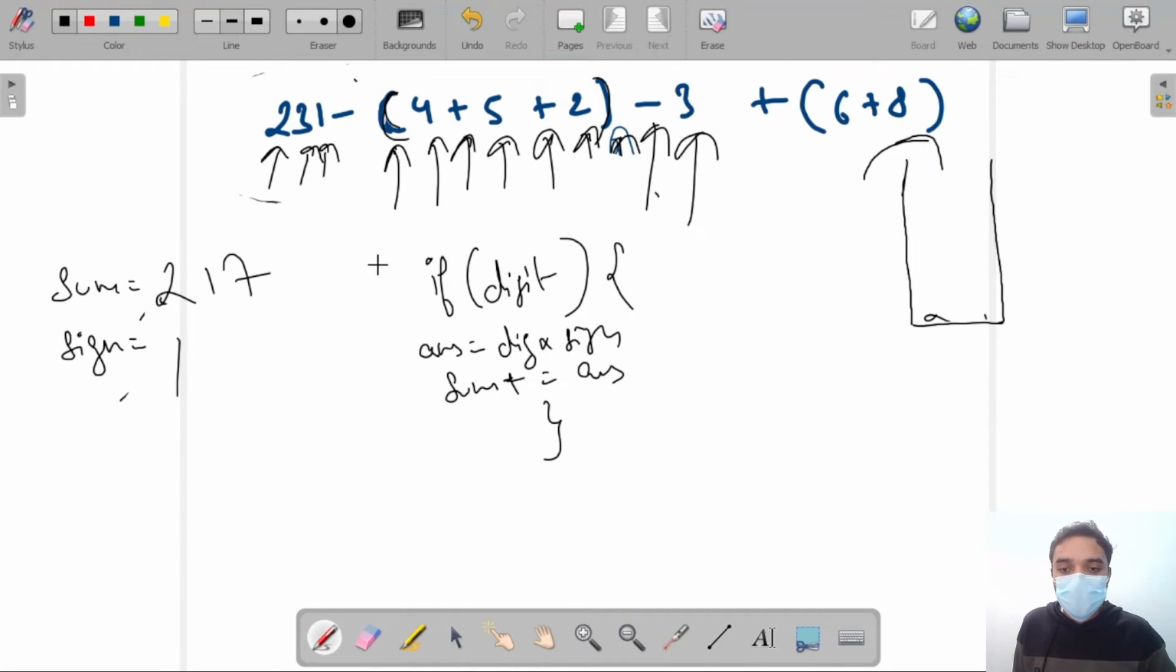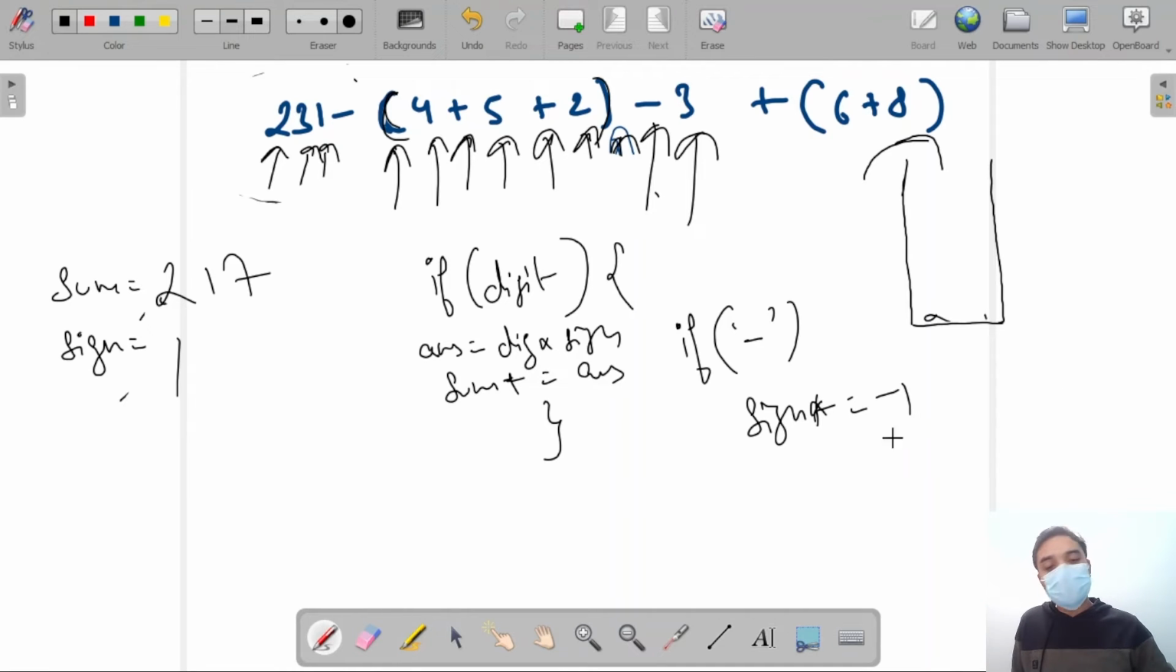This is my first if condition, and the next if will be: if I am getting a minus character, then I just have to update my sign. I just have to multiply my sign with minus 1 itself. Okay, now this is okay also.